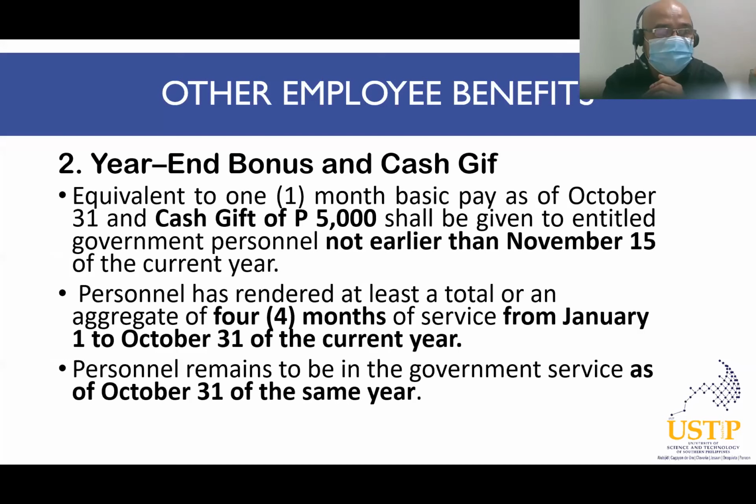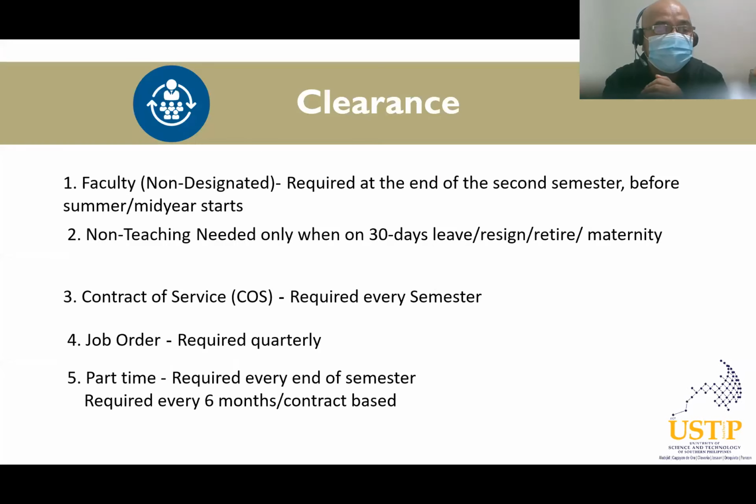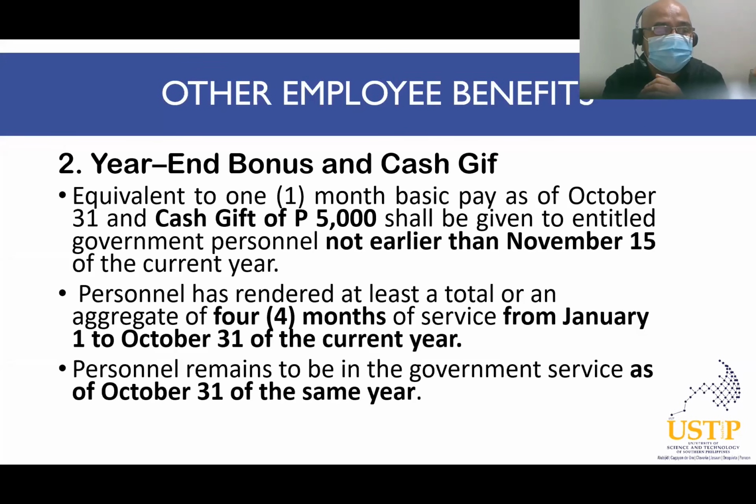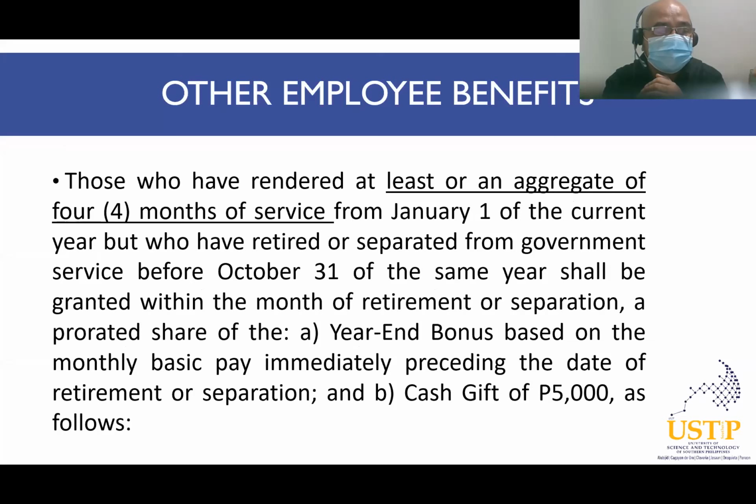Hopefully. So there's also a cash gift of 5,000. So personnel has rendered at least a total of an aggregate of 4 months, no, from January to October 31. At least 4 months gyapon siya from January. Okay? So year-end bonus. Next.